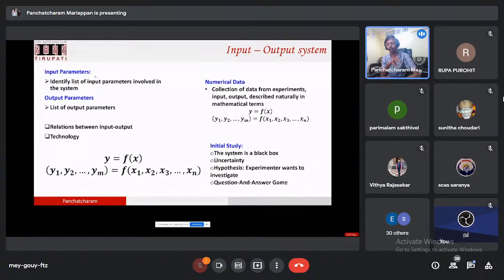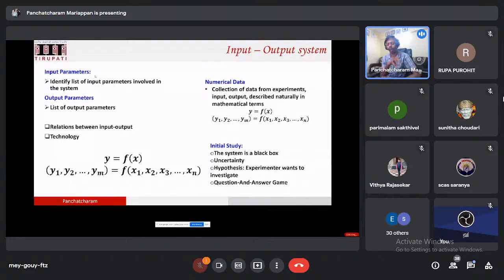Now what the mathematical model is going to do is find the relation between input and output, for which you are going to develop the technology. y equal to f of x. It can be a single input, single output, or multiple inputs and multiple outputs. For this you have to collect numerical data from experiments. So you are going to have an input and output, which you have to describe in mathematical terms. As I mentioned, it can be single input, single output, as we have mentioned, y equal to mx. Or it can be like a Hart equation, which has multiple inputs and multiple outputs.